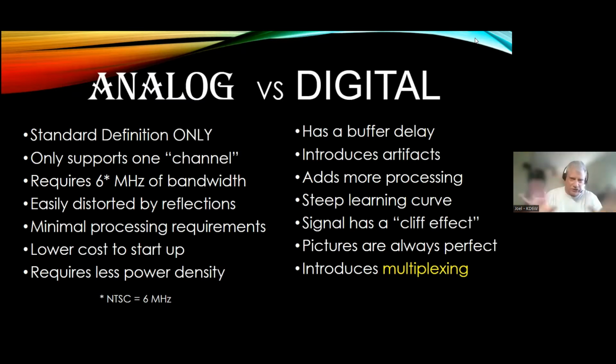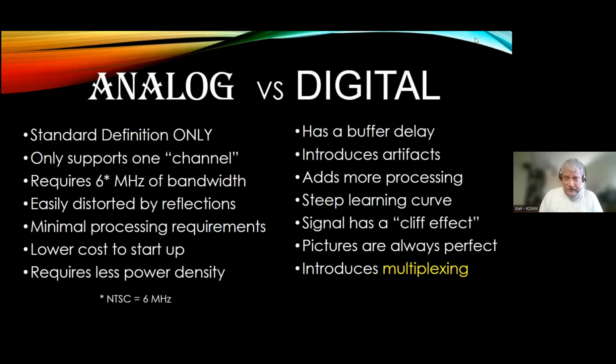Okay, now we're digital. So digital has a buffer delay. It introduces things like artifacts when you get bit errors. It adds more processing. Obviously, there's a computer involved in here. There's this steep learning curve. There's a bunch of math, tons of things going on. We're standing on the shoulders of giants when we're talking digital television, because there are all these different patents and technologies that are put together to make it work.